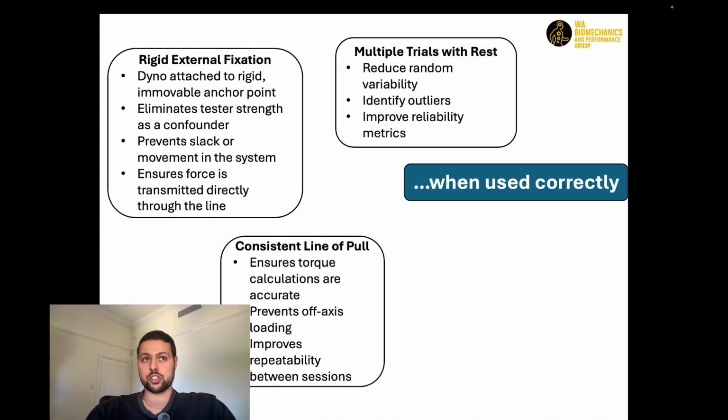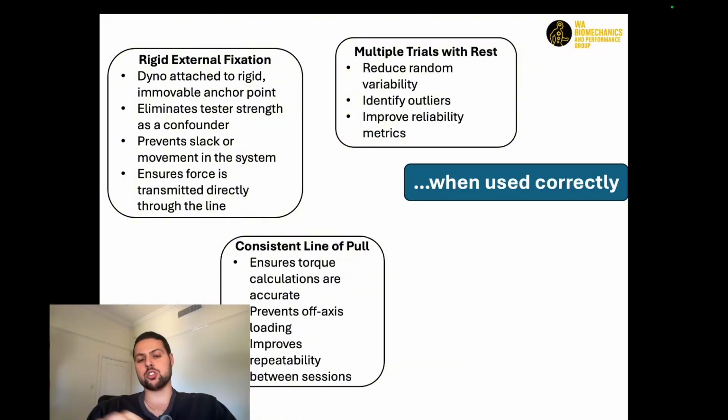If you rigidly externally fixate it, the test isn't limited by my strength because it's fixed elsewhere. The dyno will be attached and immovable. It will prevent slack in the movement, like in handheld dynamometry, where if you're doing tester versus patient, it does move around a little bit, but this makes it better. And then it ensures that the force is transmitted directly through that line if you externally fix it rigidly. And then we really want a consistent line of pull when we do this, okay?